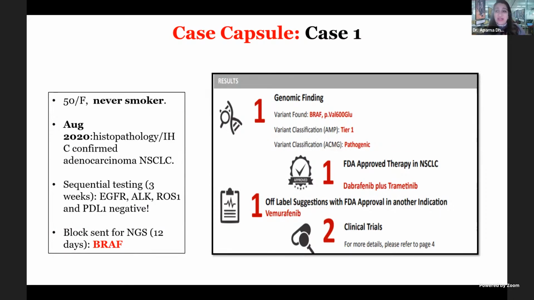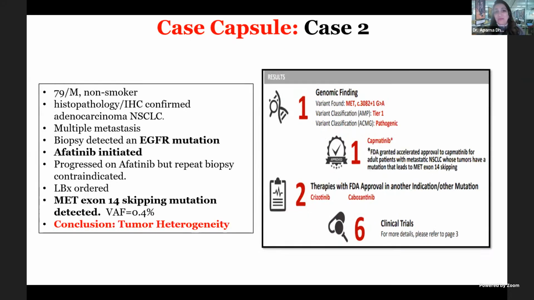And this is just one case of a 50-year-old female non-smoker. We did sequential testing, came back negative. At this point, we sent it for an NGS. The NGS picked up a BRAF mutation. So obviously, you have a chance of picking up more actionable mutations using NGS versus the standard of care sequential RT-PCR, IHC, FISH, etc.